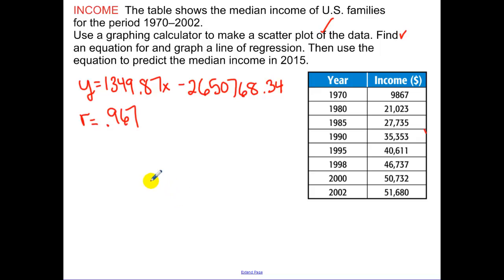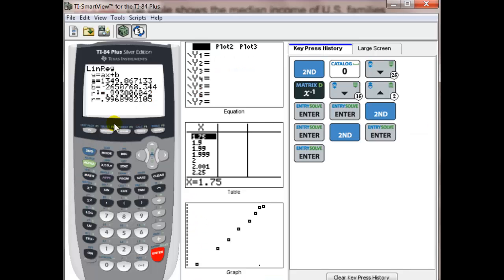I'm sorry, it's 0.997. Okay, so we found that. We need to graph the equation. So going back to your graphing calculator, we now need to graph this equation of our line.